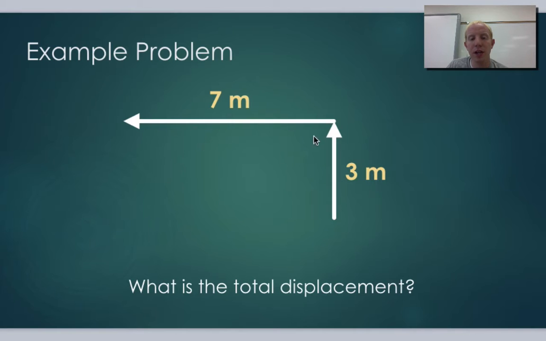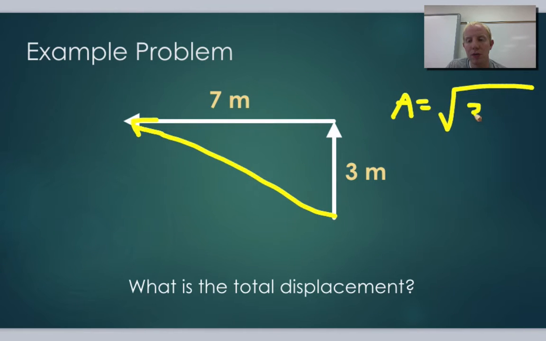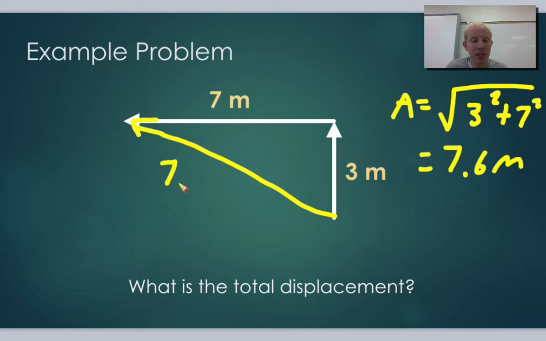Okay, so we have these two vectors, 7 meters and 3 meters. And we're trying again to find the resultant. So that's going to be this vector right here. If we're trying to find the length, we just plug it into the Pythagorean theorem. So we're going to take the square root of 3 squared plus 7 squared. Put that in our calculator: 3 squared plus 7 squared. Don't forget the square root. You should get that the total length of the vector is about 7.6 meters. Okay, so that's 7.6 meters.